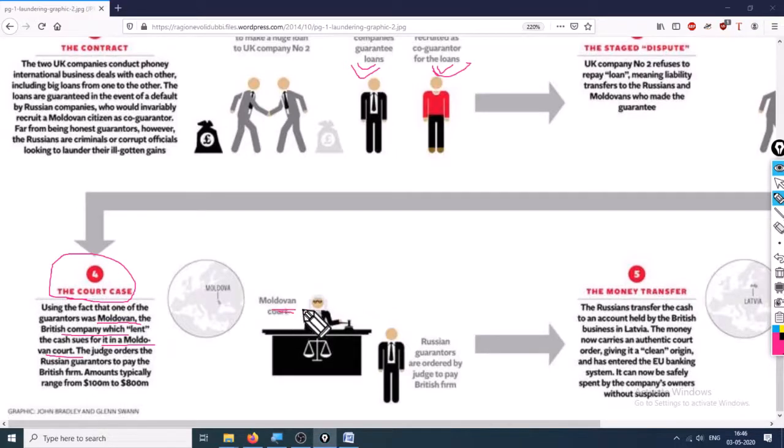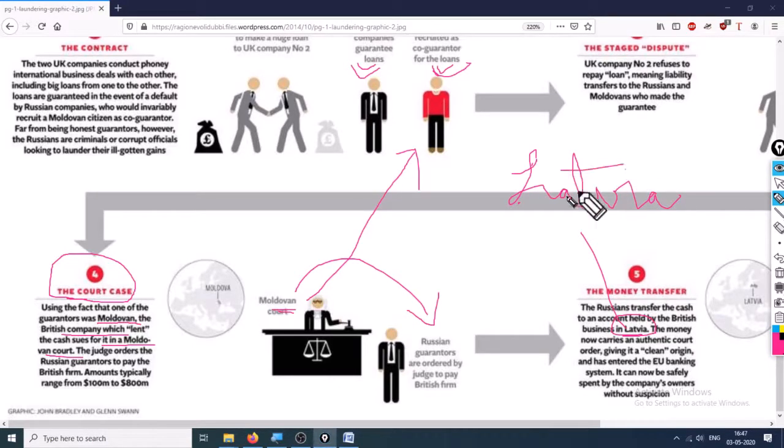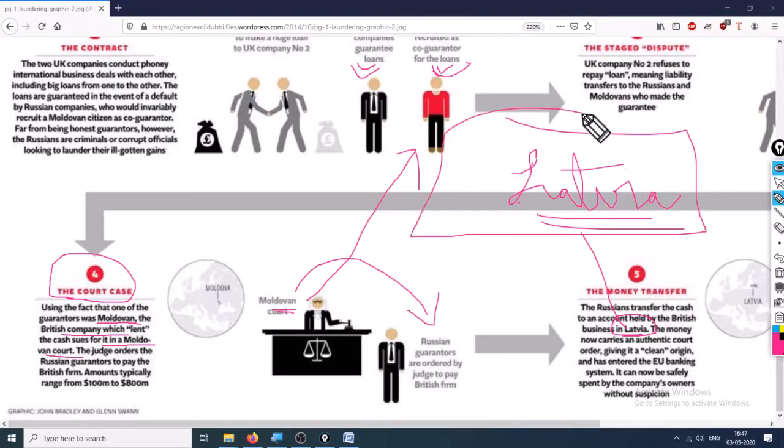The judge protected the interest of the co-guarantor and ordered the Russian guarantors to pay the amount, through a bank in Latvia. Latvia is popular for its strict banking regulations. Hence, no one can ever distrust a transaction from Latvia. So the judge ordered the Russian guarantors to transfer it to a Latvian bank account, and then it entered the European Union.